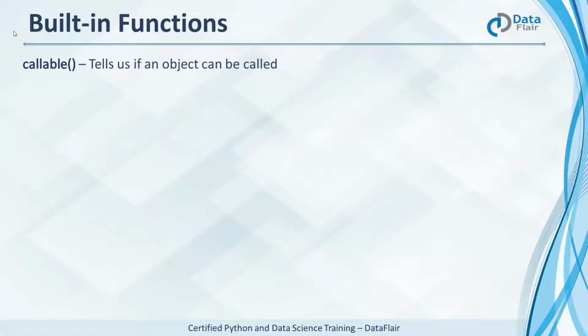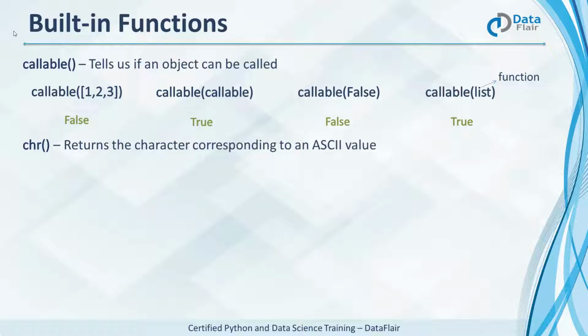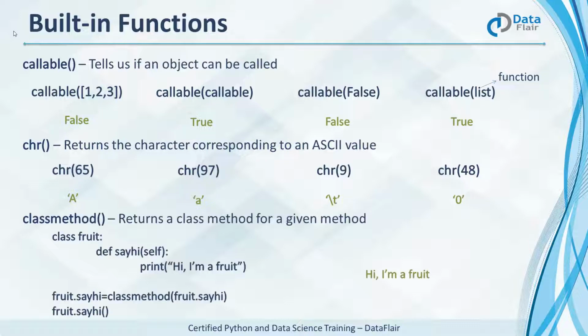Callable tells us whether an object is callable. Callable and list are callable. They are functions. Actual lists and booleans are not callable. chr returns the character for an ASCII value. 65 is capital A, 97 is small a, 9 is a tab, and 48 is the number 0. And classmethod converts a function to be a class method.